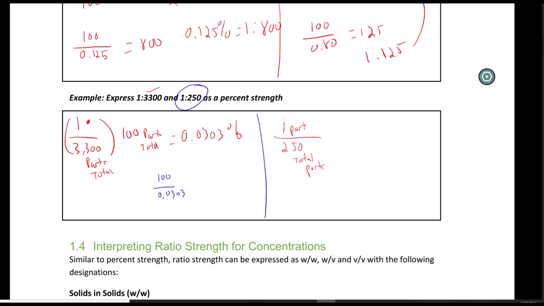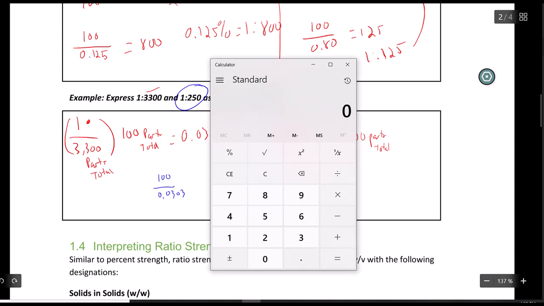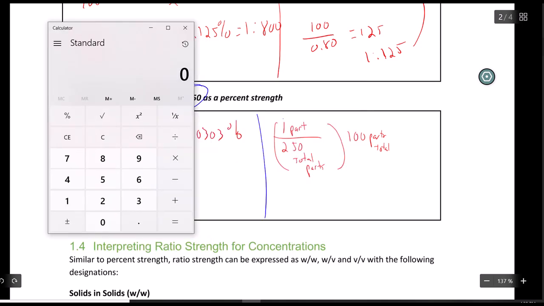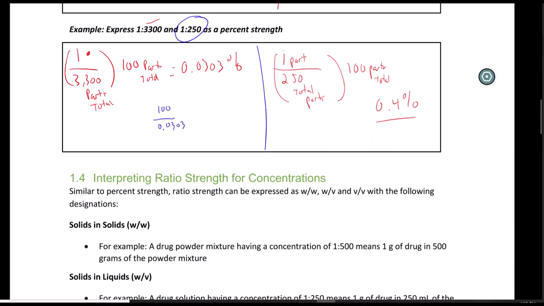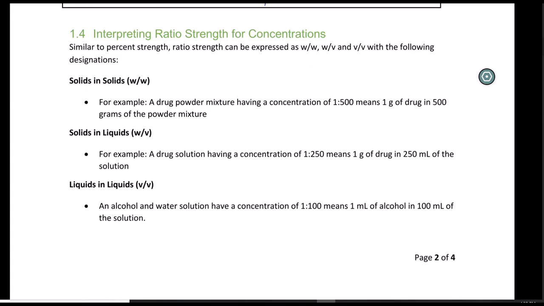But if you say there's 1 part in 250 parts, how much is there in 100 parts total? So again, you're taking your number. You have 1 part is the 250 times 100. You've got 0.4 or 0.4%, right? It's out of 100. That's what we're looking for. So to transition from ratio strength to percent strength, those are the 2 types of conversions that are important when we're doing the description of strength.